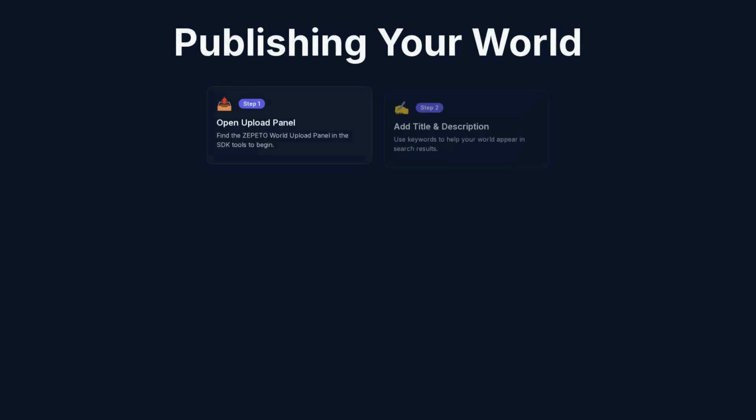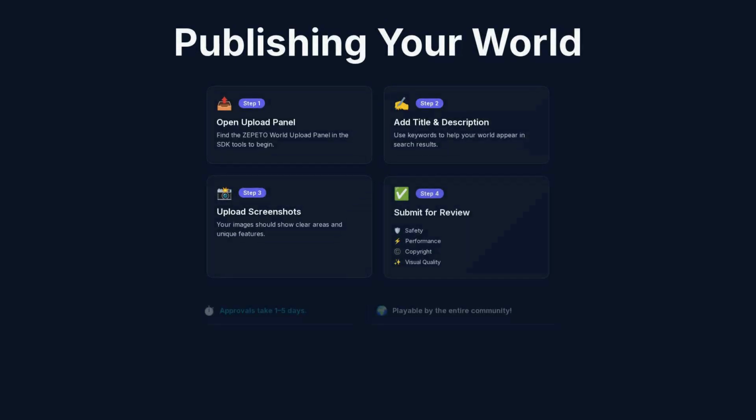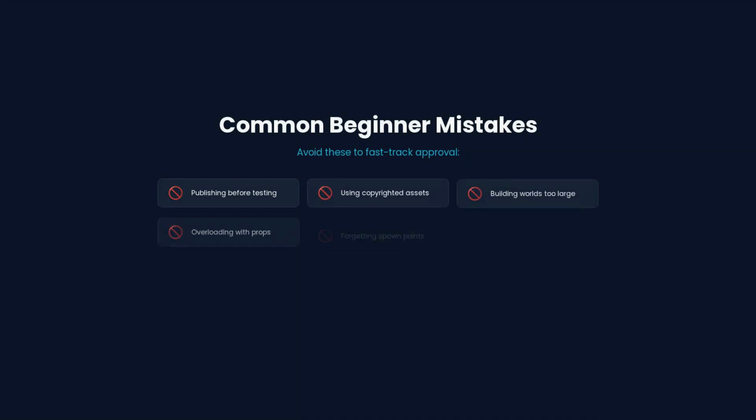When your world is complete, step 1. Open the ZEPETO World Upload panel, found in the SDK tools. Step 2. Add a title and description. Use keywords to help your world appear in search. Step 3. Upload screenshots. Your screenshots should show clear areas and features. Step 4. Submit for review. ZEPETO reviews worlds for safety, performance, copyright, and visual quality. Approvals usually take 1 to 5 days. Once approved, your world becomes playable by the entire ZEPETO community.